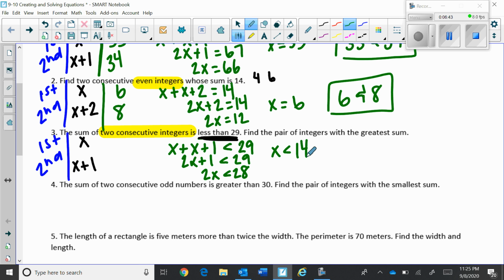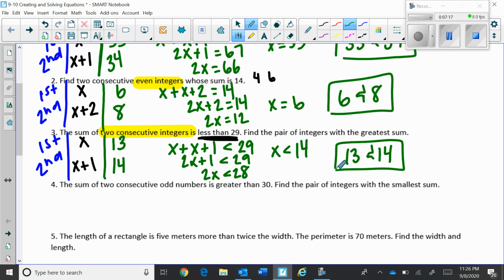So when we are finding these 2 consecutive integers, x must be less than 14. So go down to the integer that's right below 14. So x could be 13. So our first integer could be 13, and our second integer could be x plus 1. Our second integer could be 14. As long as x is not 14, our second integer could be 14. So we would have 13 and 14.